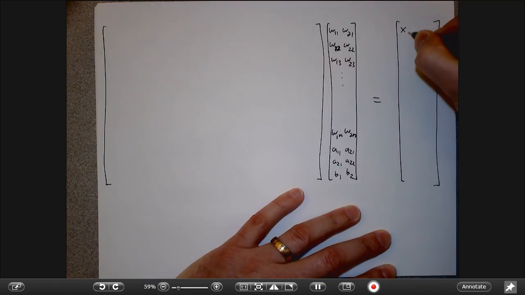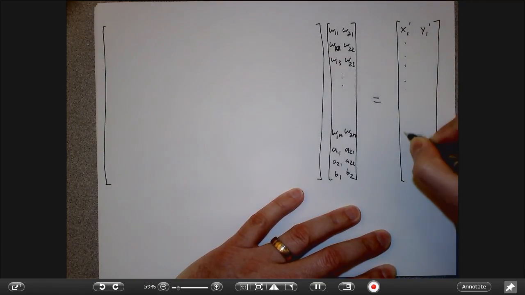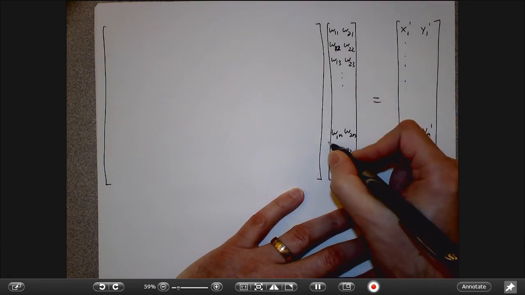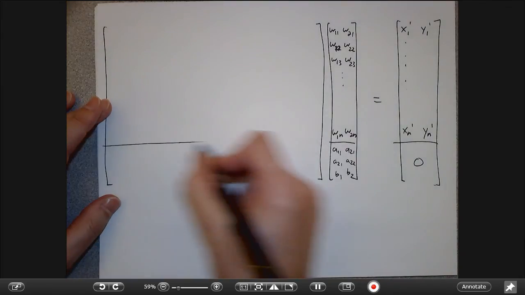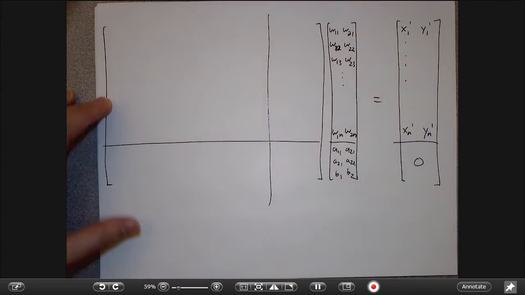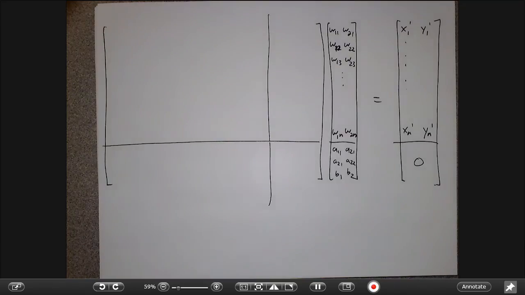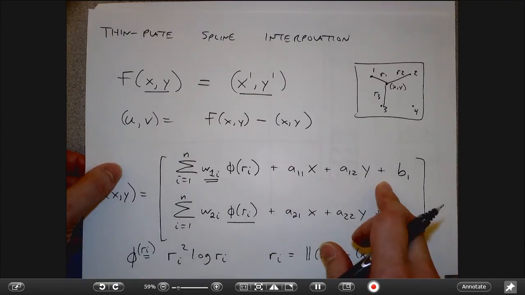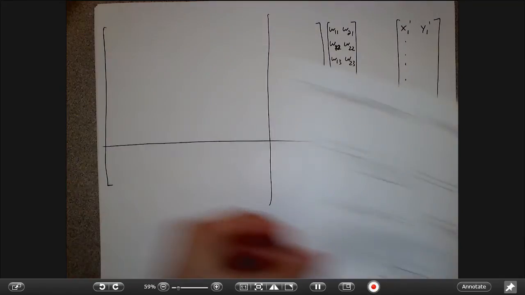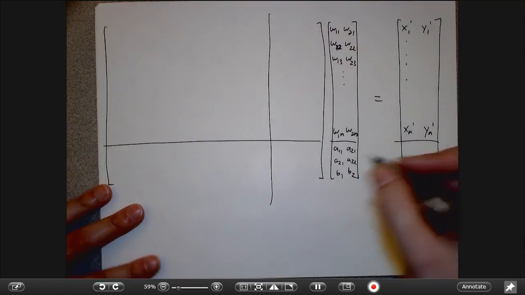So I'm going to basically have x1 prime, y1 prime, all the way down to xn prime, yn prime. I'm just going to put little bars like this. This is all going to be 0 down here. And then I think about, okay, so what is this matrix going to look like over here? Well, the matrix over here is going to be composed of, well, what's multiplying the affine part is just x, y, and 1. So this side here is pretty easy to figure out.